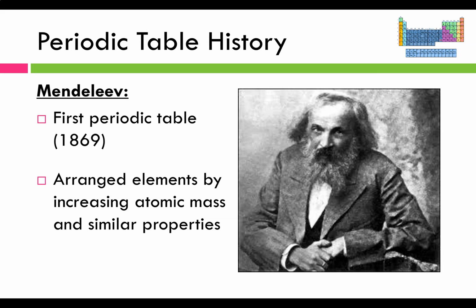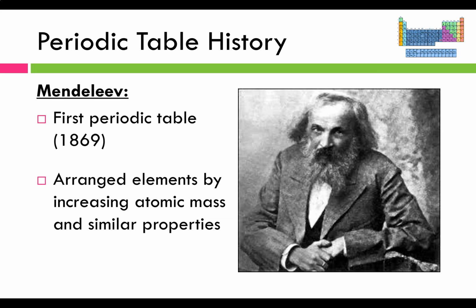So he started to arrange his periodic table according to increasing atomic mass, but he would leave gaps in the periodic table and sometimes break that rule of increasing mass to keep elements with the same properties grouped together. He made really bold predictions about what the properties of missing elements would be.